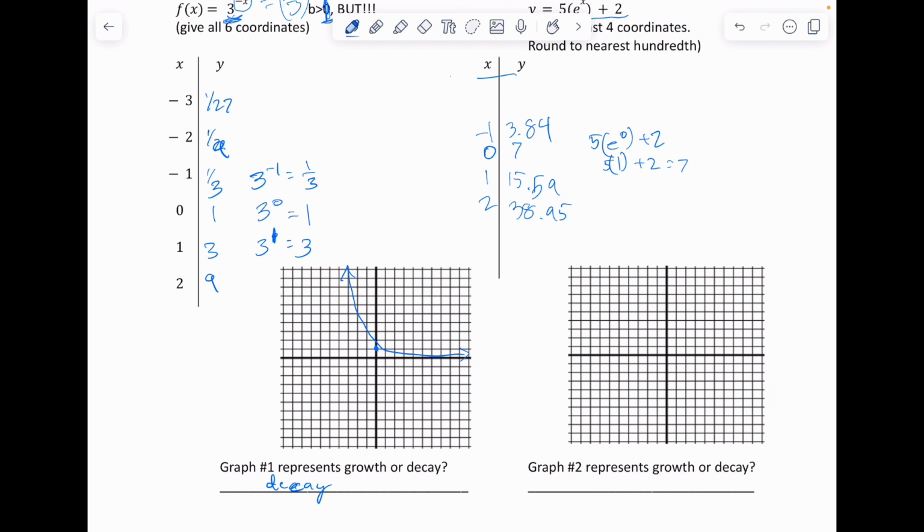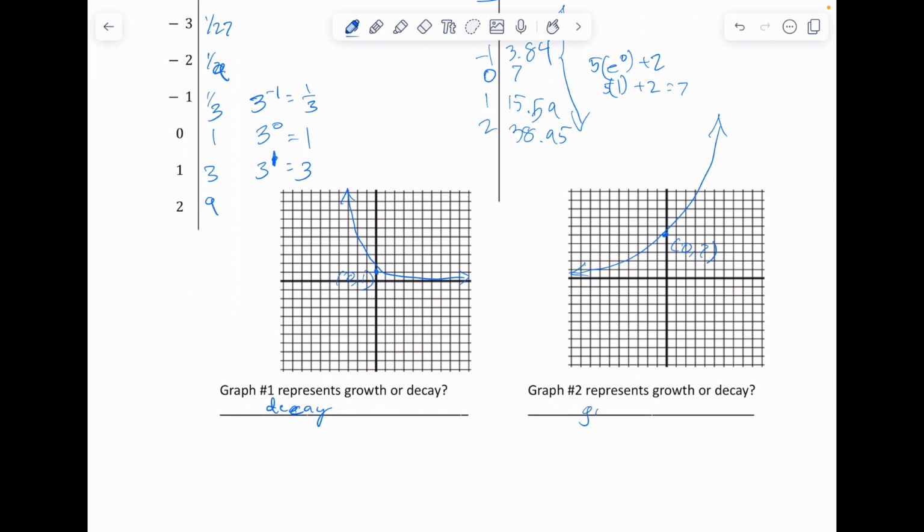Again, what I care about in the graph is, can you give me the intercept coordinate? So this is 0, 7. Is it going to go up or is it going to go down? This way it goes down, this way it's going positive, and it's going big. So along these lines, something like that. Growth.